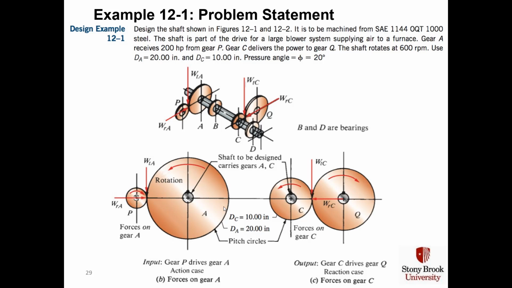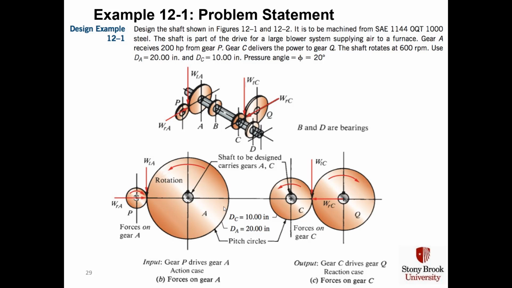Its tangential force on pinion P is going down. That means that the shaft receives a force directionally going down. Now the torque is transmitted through the shaft, coming in at gear A, and it goes out at gear Q. Q is driving gear C, and that's actually going to cause a reaction case for the tangential force on the shaft.